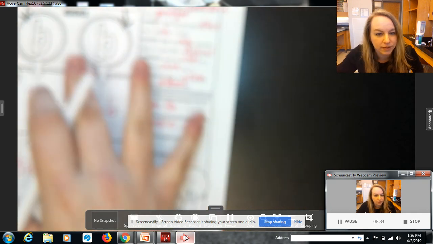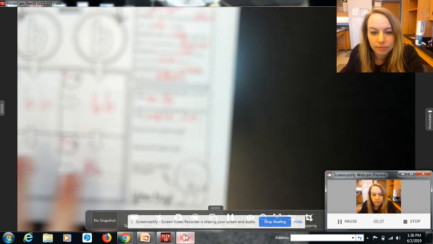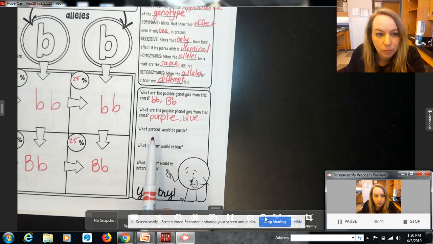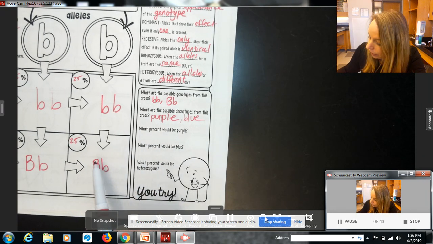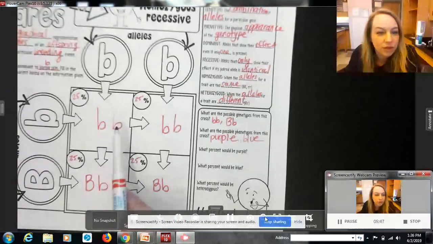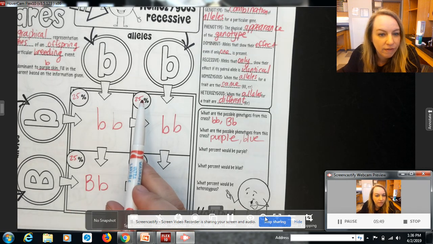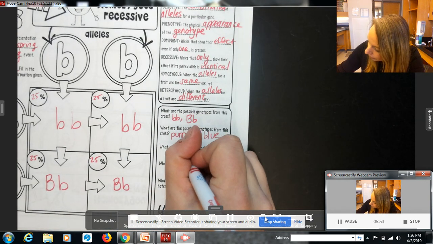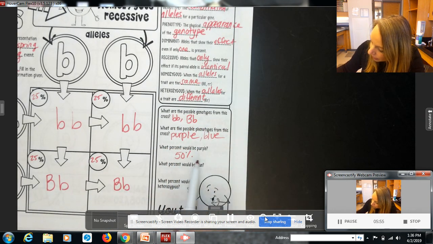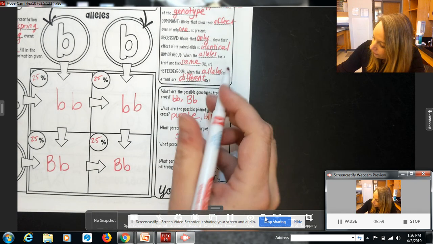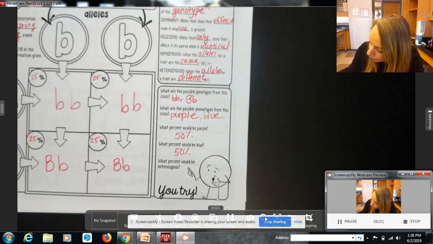Oh, went out of focus. There we go. What percent would be purple? Okay, so here purple is little b. So these two, if we add 25 plus 25, these two will both be purple. So we had 50% purple, and these two would be blue. Blue is dominant, so I had 50% blue.